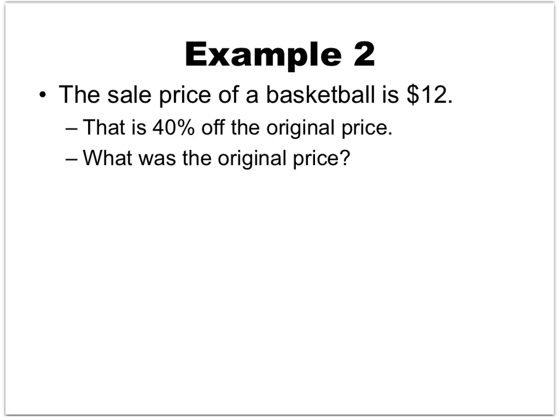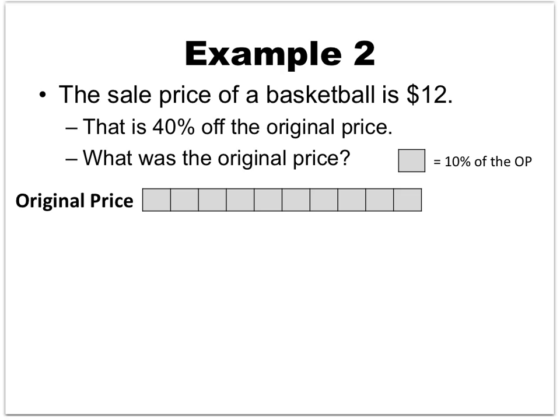So the sale price of a basketball is $12. That is 40% off the original price. What was the original price? So we're interested in the original price. So in our strip diagram, we're going to draw a strip representing the original price. So this long strip represents that original price.